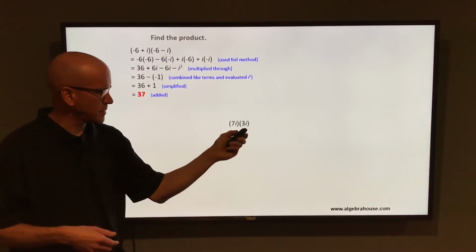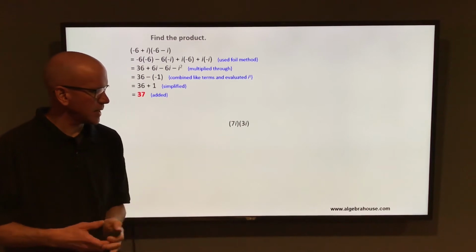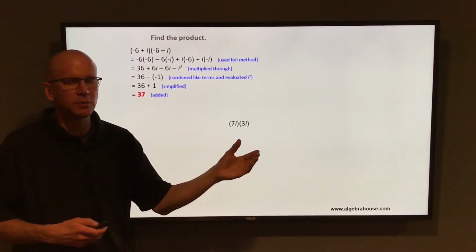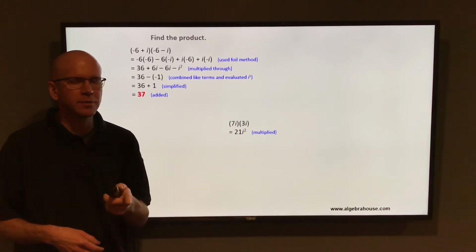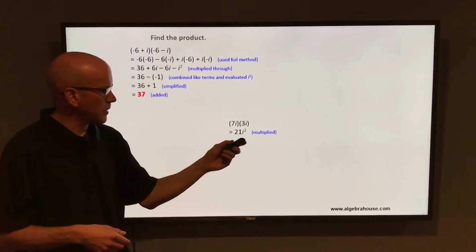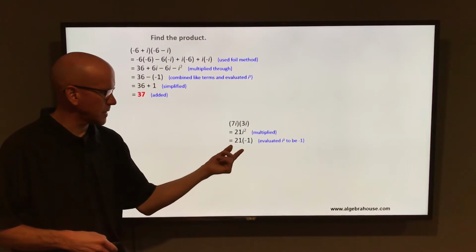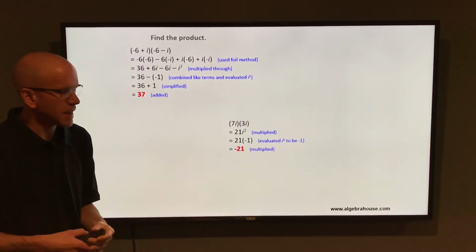Next, 7i times 3i. If you multiply those together, 7i times 3i, just multiply the 7 and 3, it's 21. And the i times i is i squared. Remember, i squared is negative 1. So 21 times i squared is the same as 21 times negative 1, and that is negative 21.